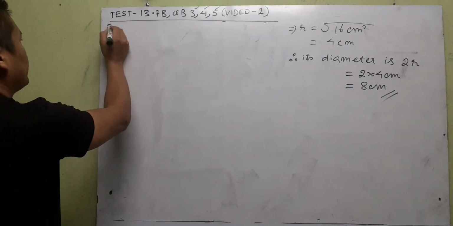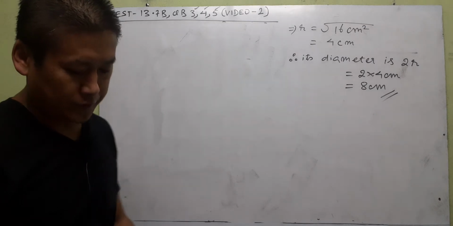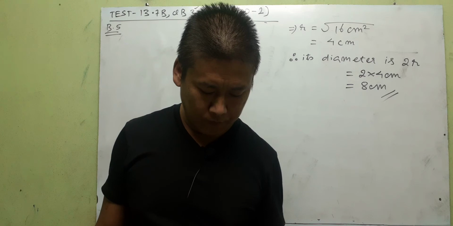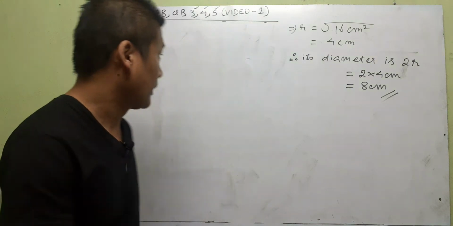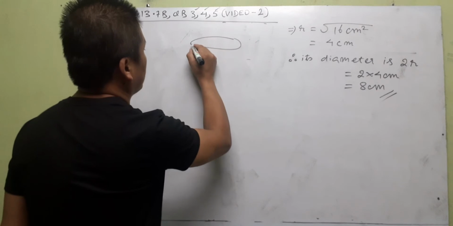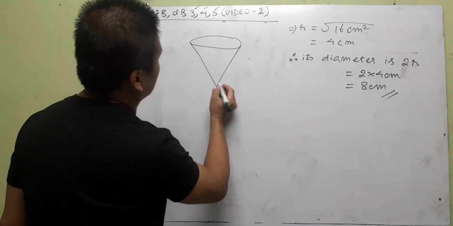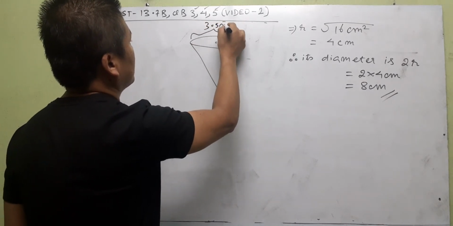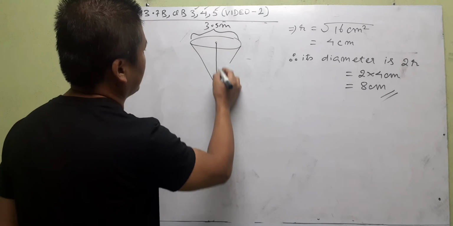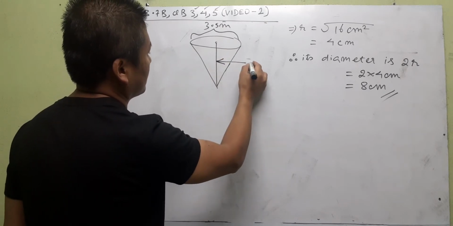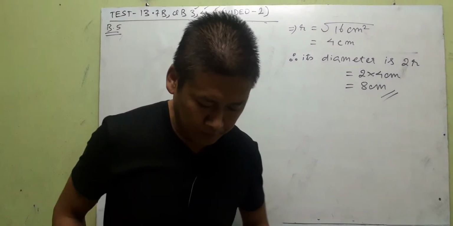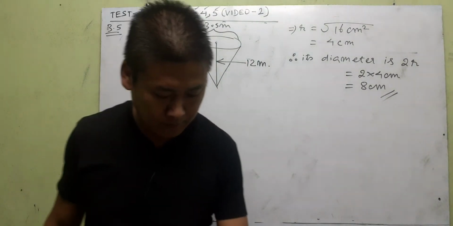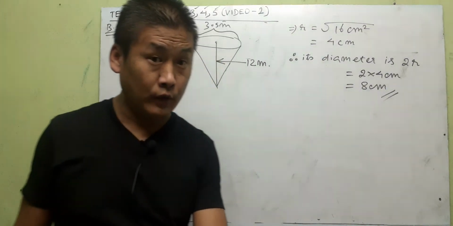So B5. Let me read the question for us. A conical pit of top diameter 3.5 is 12 meters deep. So this sort of a pit is dug underground. That means a conical pit whose diameter is 3.5 meter, and deep means the vertical height only, is dug 12 meters deep. Then the question is asking what is the capacity in kiloliters?